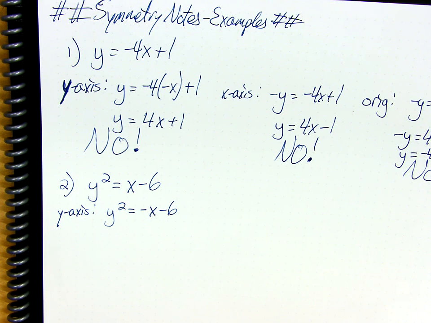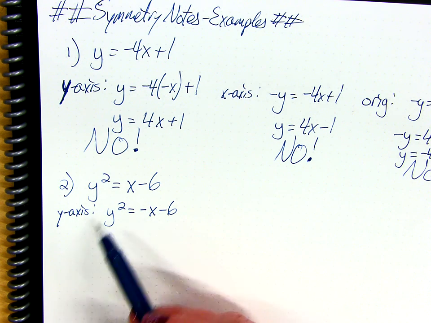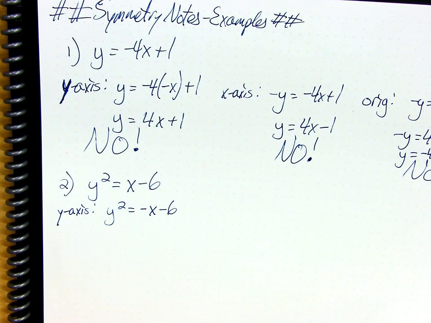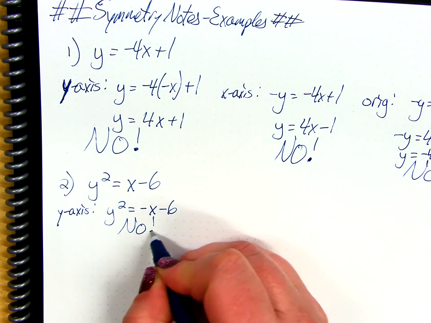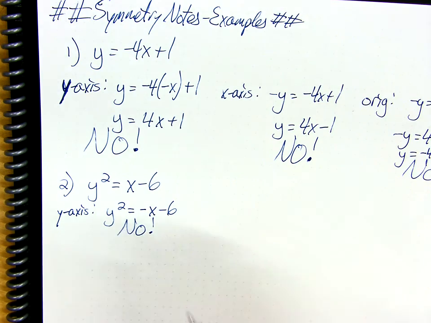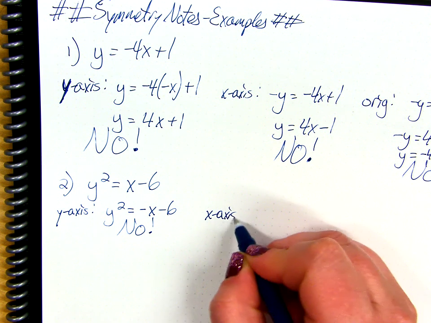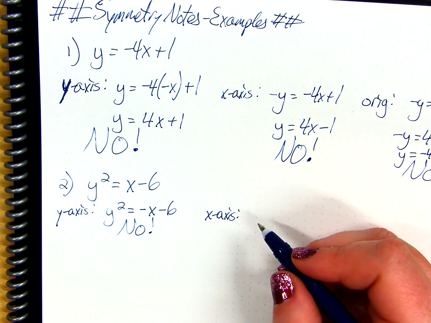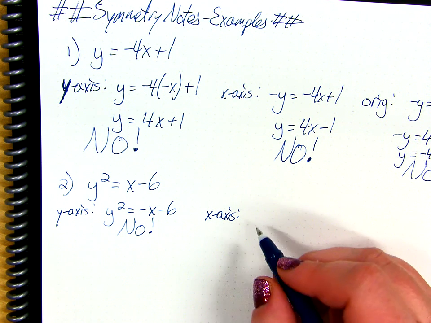There's not really much for me to simplify here, right, because I'm trying to make it look like my original, and I mean, you could take the square root of both sides, but then I just have to undo that. Is this ever going to look like the original? No. So this is a no. Let's try x-axis. So for x-axis, remember we plug in negative y, right?